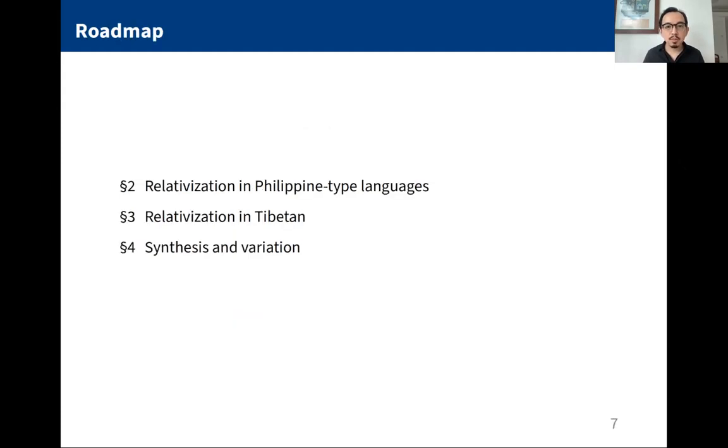So here's a roadmap. I'll start with a lot of background on Philippine type languages, and then move to Tibetan with my original empirical work, and then we'll bring everything back together and see what that teaches us.